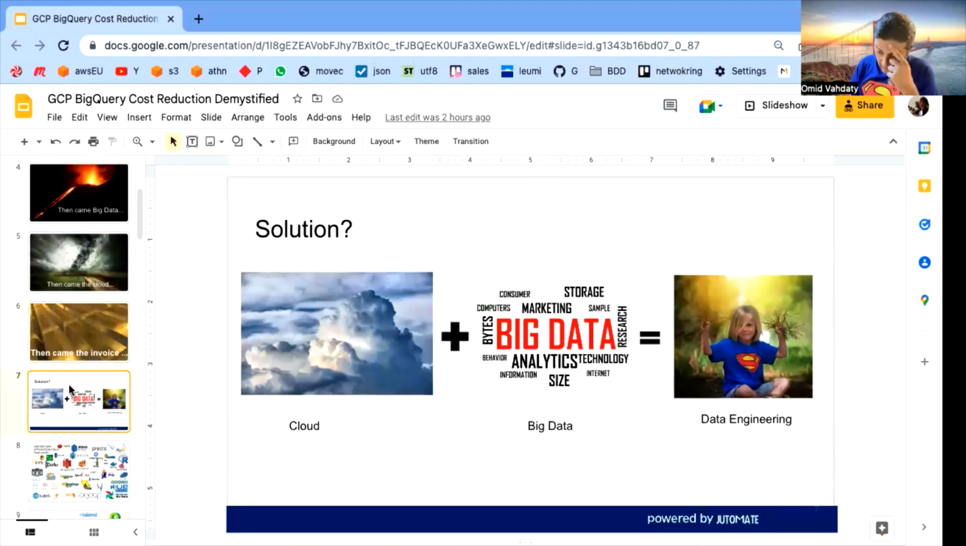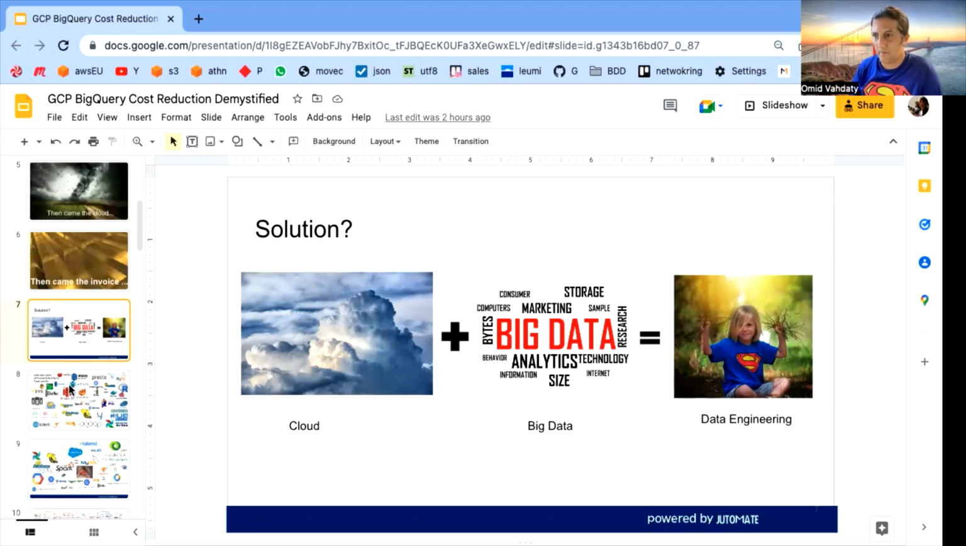So my solution for that is involving cloud methodologies and big data methodologies. Thus, this is data engineering.